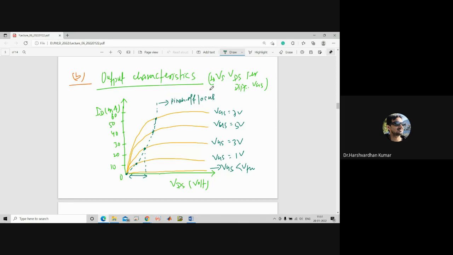So why is it happening? Why does the current tend to saturate? I have already explained the reason behind it. So can anyone explain what is the reason that the pinch-off occurs and the current tends to saturate? Yes.